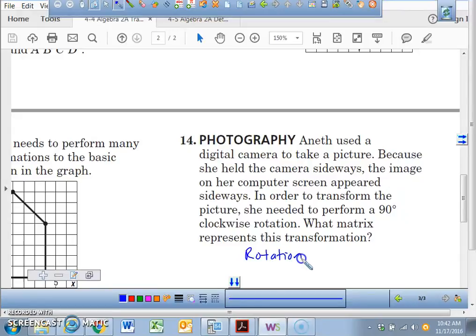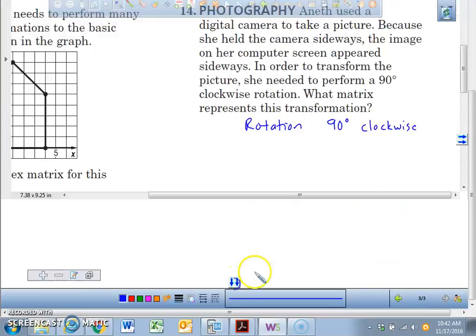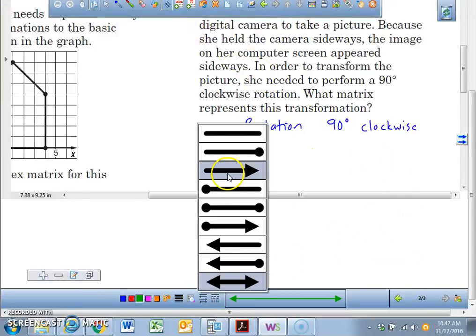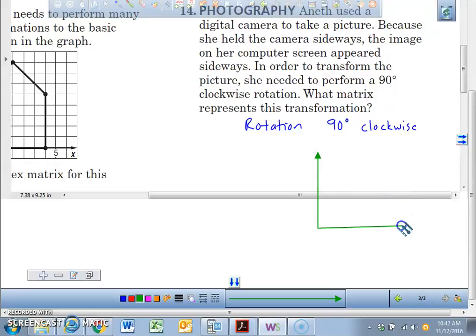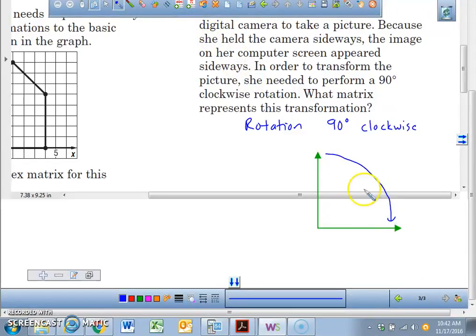We're doing a rotation of what? 90 degrees clockwise. So I'm going to make them do a little drawing here, a little animation. It's really not going to be that nice. So for example, right here, that's an arrow pointing, we'll say, north. Now, if I take the same arrow and I rotate it 90 degrees clockwise, so basically, if that was north, now I'm going east. And that's a 90 degrees clockwise rotation.